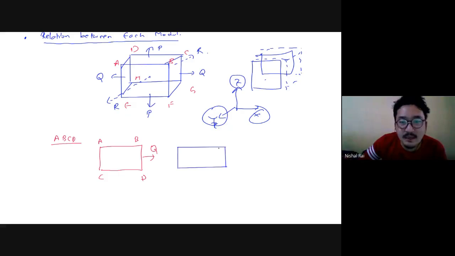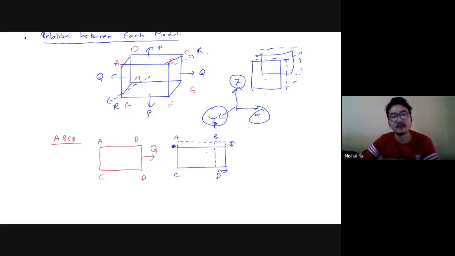Initially it was of this side and it has changed to this. It was A, B, C, and D. Initially it was of this. Now simultaneously if the force is applied in this direction, it will get elongated across CD. It will get elongated along this direction, but simultaneously it will get contracted in this direction as well.